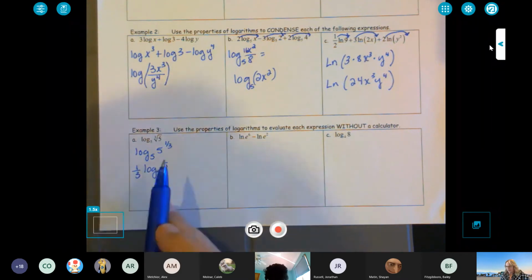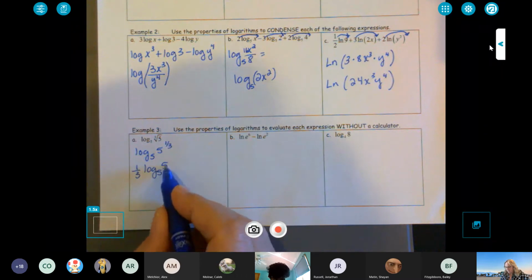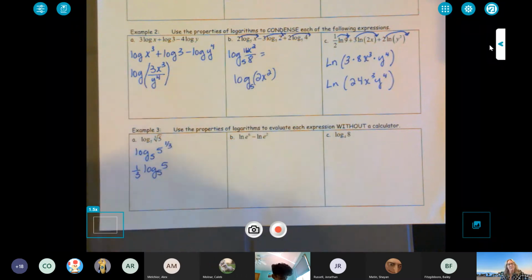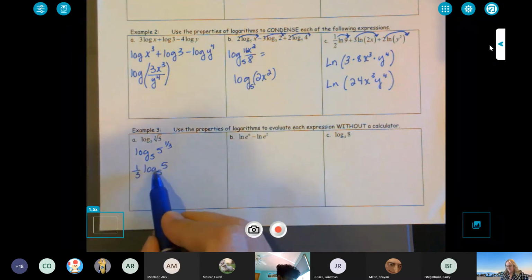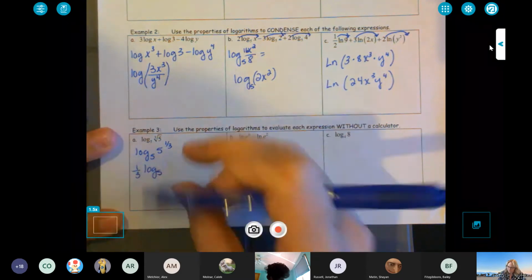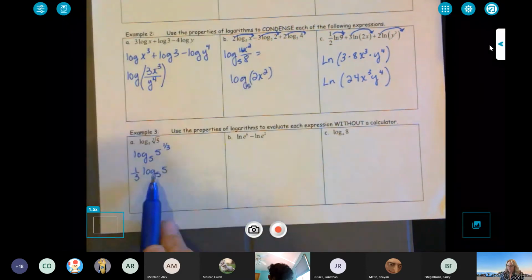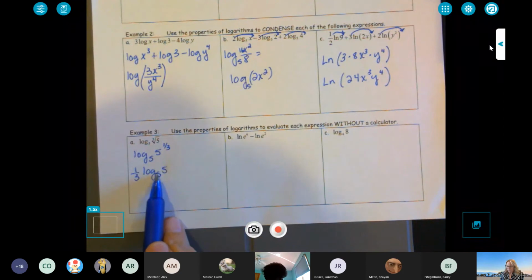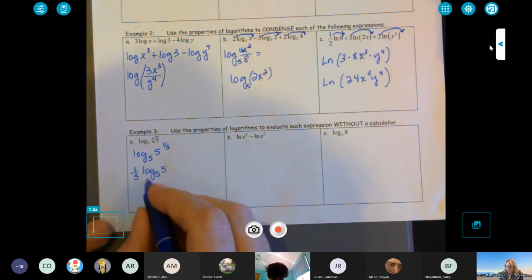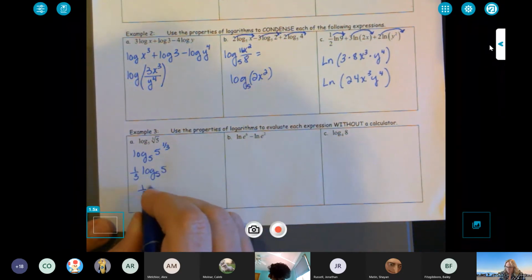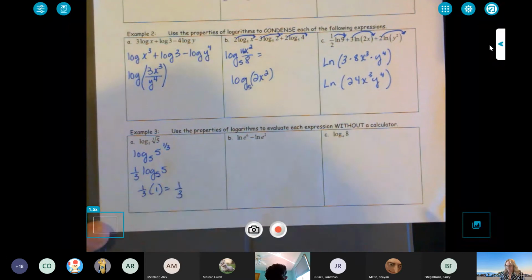Now what you guys should know is that when these are the same, the log of 5 base 5, that's just equal to 1. A log is an exponent to which you raise the base. What is the exponent to which you raise 5 to get 5? It's 1. So anytime these are the same, the log of that will always be 1. So 1/3 times 1, the answer is 1/3. Okay?